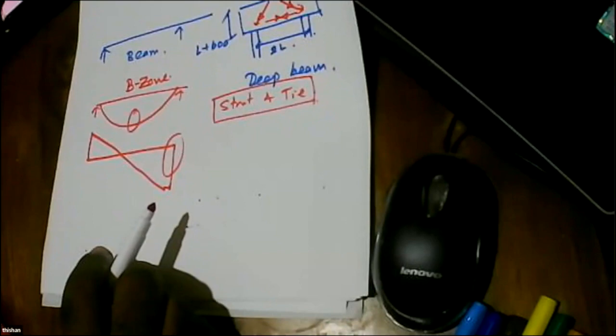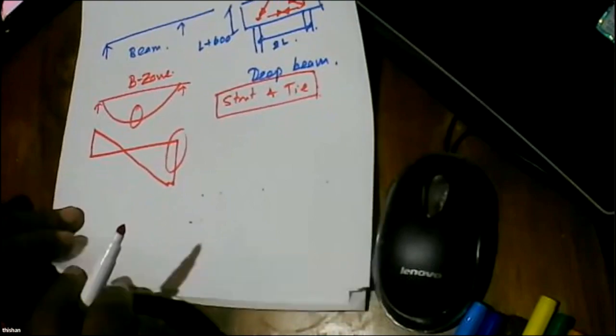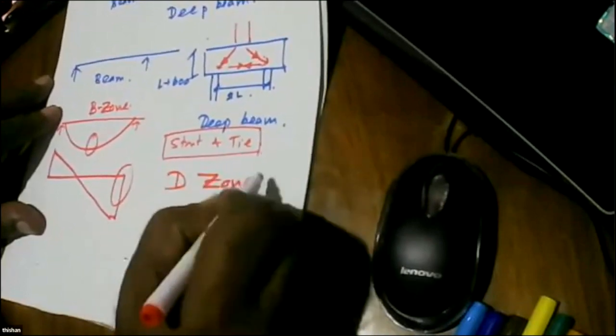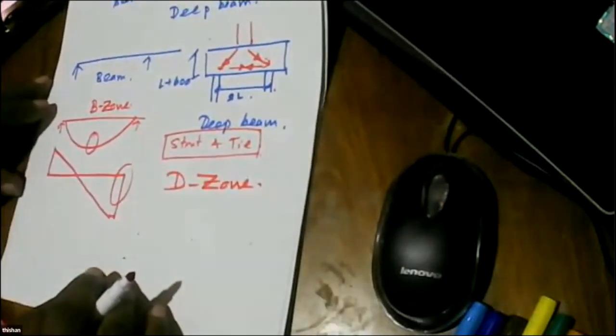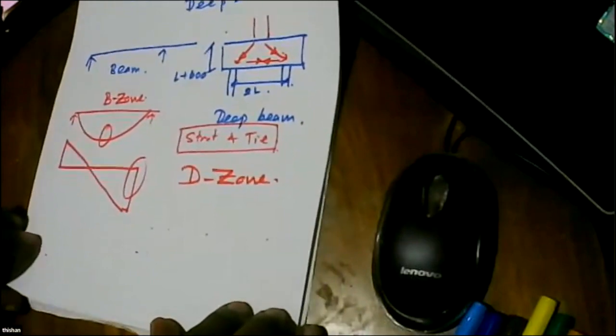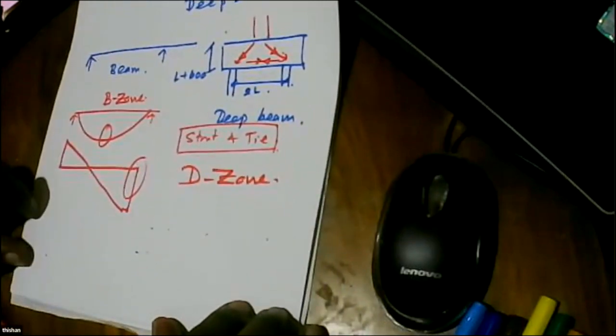So plane sections remain plane. But here you get heavy shear and also flexure, both. So plane sections cannot remain plane. So if the plane sections are not remaining plane, we call it a D zone. We call it a D zone. BS 8110 is not very strong on B zones and D zones.